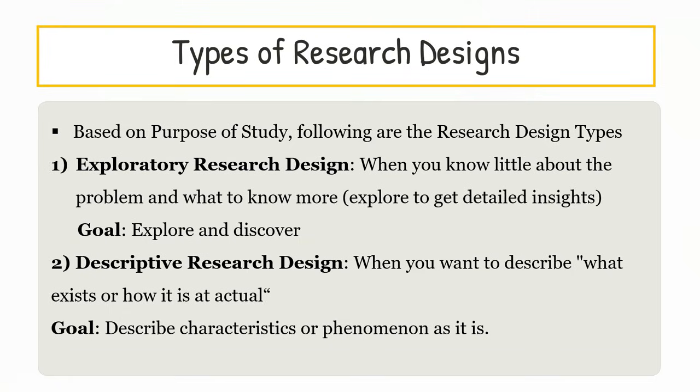The second type of research design is the descriptive research design, when the researcher wants to describe what exists or how it exists in its actual form. That means the goal of this type of research design is to describe the characteristics or phenomena as it is.